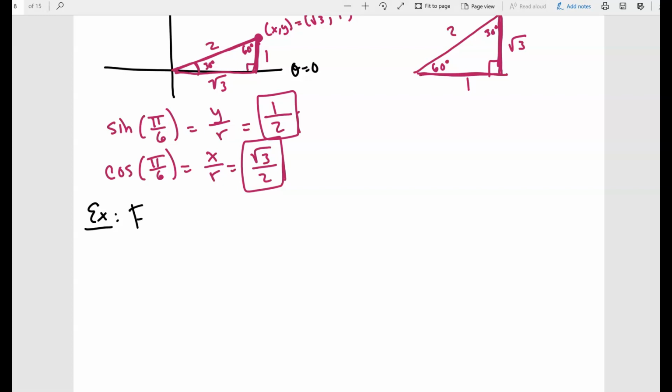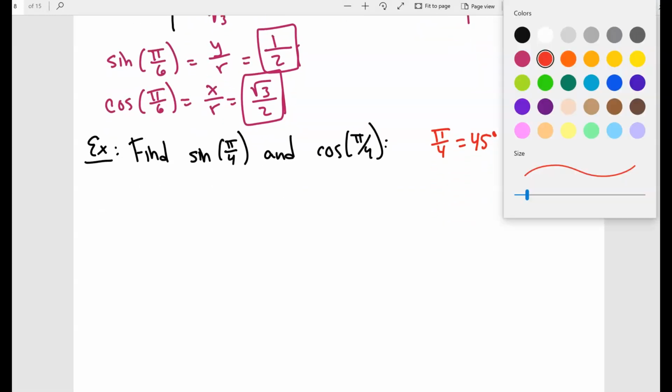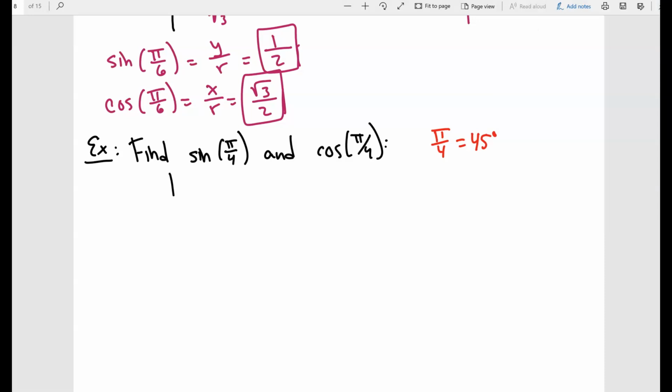Okay, so let's find sine of pi over 4 and cosine of pi over 4. You can try this out first if you want to, or I can just do it with you. So for the sine of pi over 4, remember that pi over 4 is equal to 45 degrees. If you want to do the conversion, you can, and you'll get better at this the more you practice. So let's first figure out where exactly 45 degrees is. Remember, here is theta equals 0, here is theta equals pi over 2.